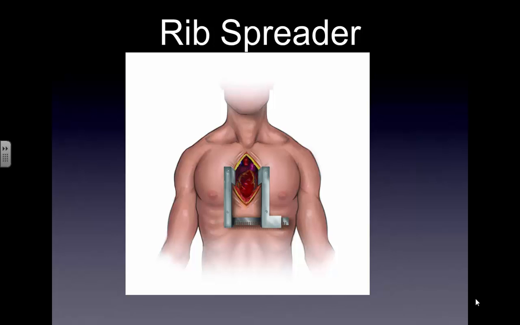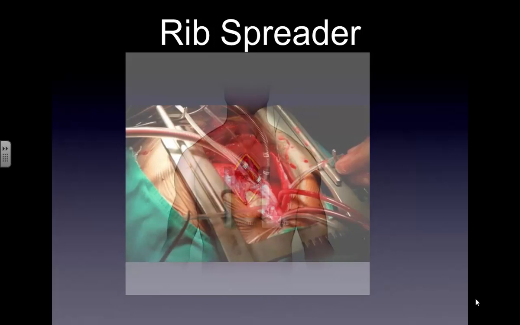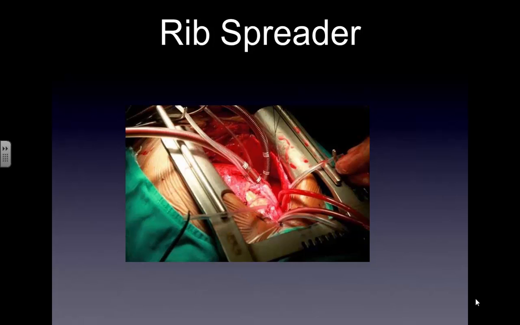The next is a real picture, so if you don't like that kind of stuff, you don't need to look. But it's hard to see. Here you have the rib spreader. You can see these are the clamps that are in the sternum, and they've opened it up, spread it apart enough so that they can work. This is the heart in here. That's a real picture? Yeah, that's a real picture.